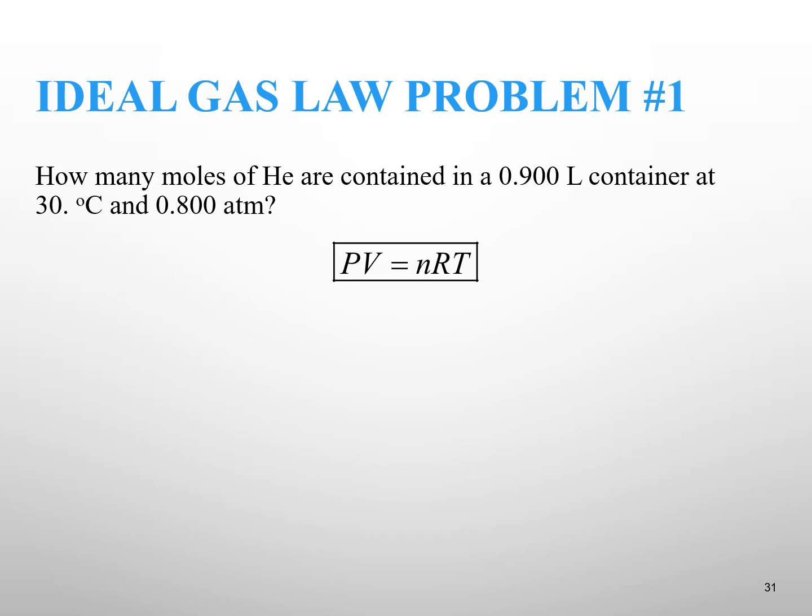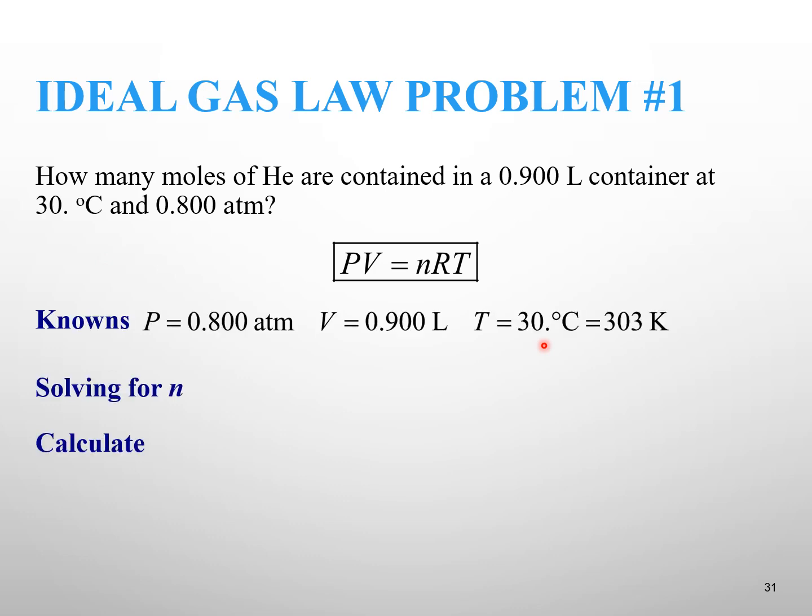Let's take a look at a problem for the ideal gas law here. How many moles of helium are contained in a 0.9 liter container at 30 degrees Celsius and 0.8 atm? So we use PV equals nRT. Remember, we have to use all the correct units. So atm is good, liters is good, but temperature is no good. We need to convert it to Kelvin. So now we have 303 Kelvin, liters and atm, and we have to solve for n, the number of moles, which equals PV divided by RT.